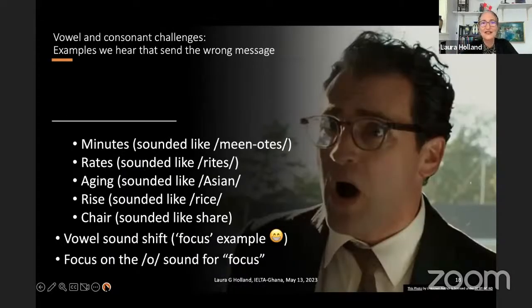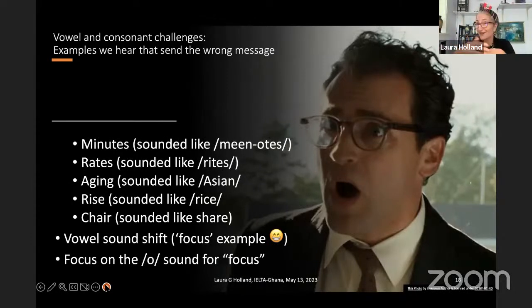Here are some other challenges, examples that I've heard that send the wrong message. The word minutes pronounced like minutos. Or rates sounding like rights, two different words. Minutos is not a word in English, so I kind of figured it out from what she was saying, but I wasn't positive at first. And it was a bad model for the students. We don't want to be teaching our students minutos for minutes. Maybe minutes, no problem, our ears can absolutely adjust to that. But minutos sounds like a different word, and it's unclear what it is.